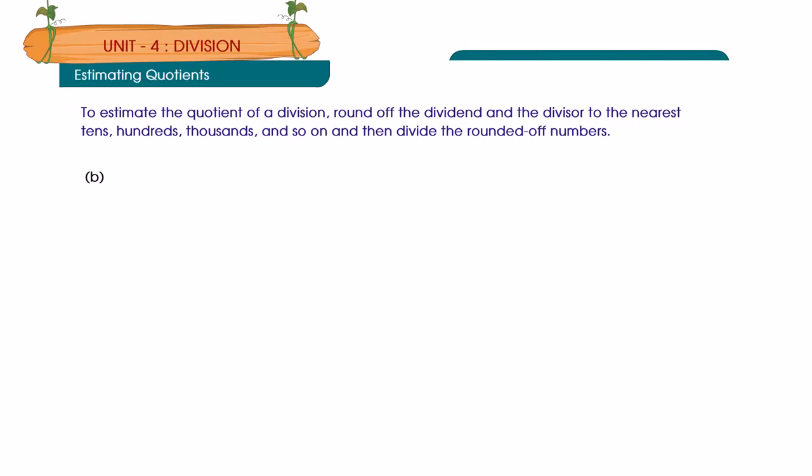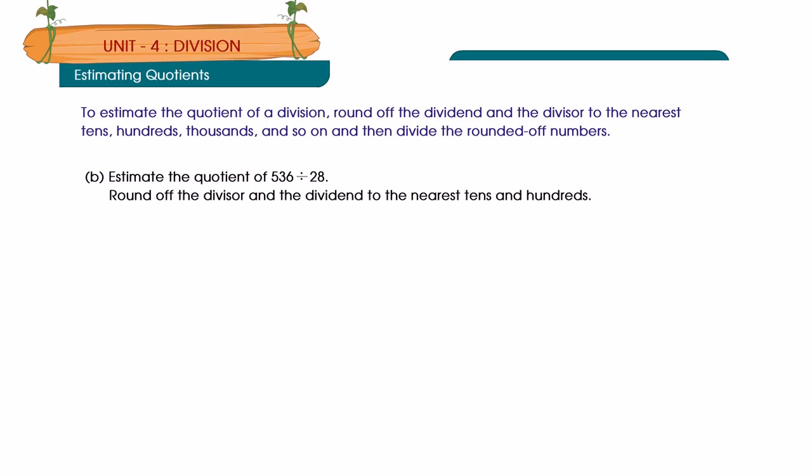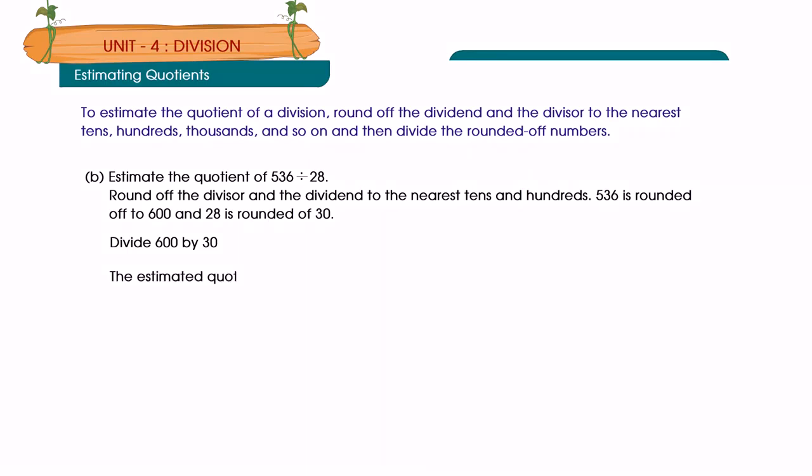B. Estimate the quotient of 536 divided by 28. Round off the divisor and the dividend to the nearest tens and hundreds. 536 is rounded off to 600 and 28 is rounded off to 30. Divide 600 by 30. The estimated quotient of 536 divided by 28 is 20.